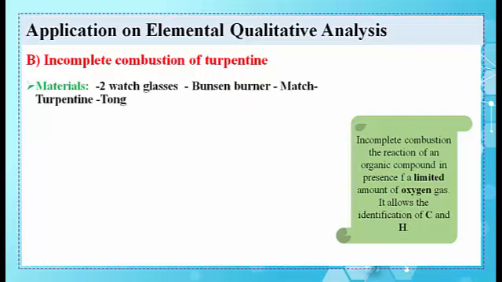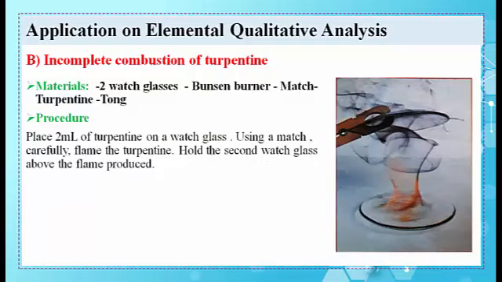The materials needed during this experiment are 2 watch glasses, a Bunsen burner, a match, turpentine, and a tongue. The procedure followed during this experiment: first we place 2 milliliters of turpentine on a watch glass. Using a match, carefully flame the turpentine. Hold the second watch glass above the flame produced.